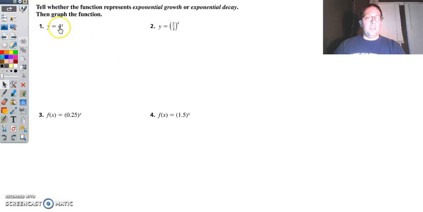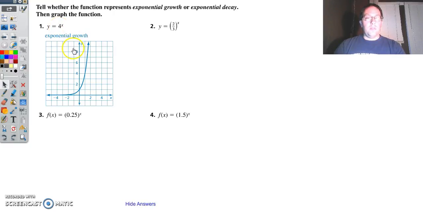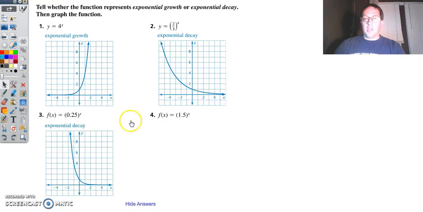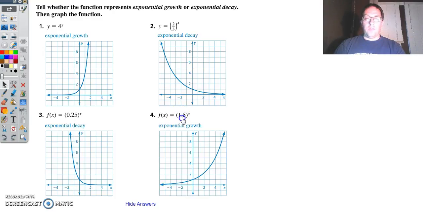Number 1, our base is 4, which is greater than 1, so this is exponential growth. Number 2, our base is 2/3, which is less than 1, so we have exponential decay. Number 3, our base is 0.25, so we got a fourth there, and that's less than 1, exponential decay. And on number 4, we have a base of 1.5, which is greater than 1, so exponential growth.